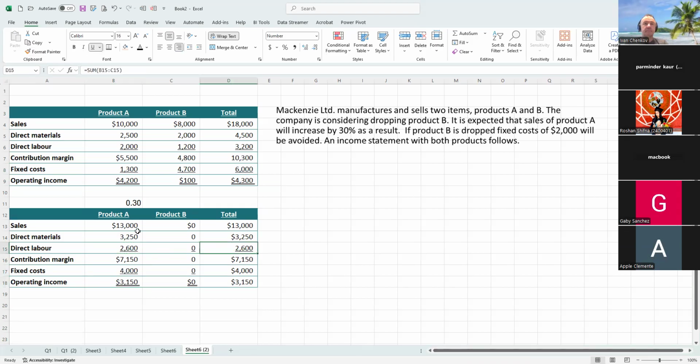Worse. Should I go for it or not? No, sir. No. Currently, I'm making 4,300. If I do that, I'm going to go down to 3,150. Do you want to lose that? How much are we losing? This one minus that one. We're losing $1,150. Do you want to lose it? It's your choice.